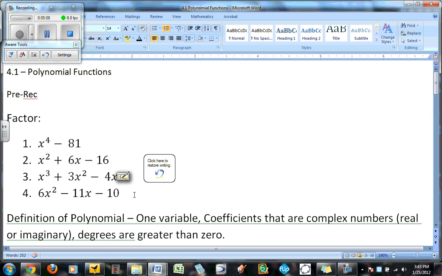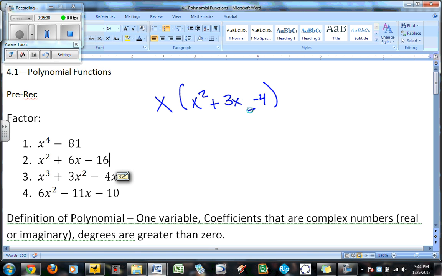In number 3, the first thing you always look for is if you can take a common term out. These first two just so happened that I couldn't take a common term out. I just kind of skipped over that step, but this one jogged my memory. First thing you always look for is whether you can take a common term out, and these guys all share an x. So the first thing I'm going to do is take an x out of each of those guys. So on the outside I have x times x squared plus 3x minus 4. And then again, I can factor what's inside this parentheses now.